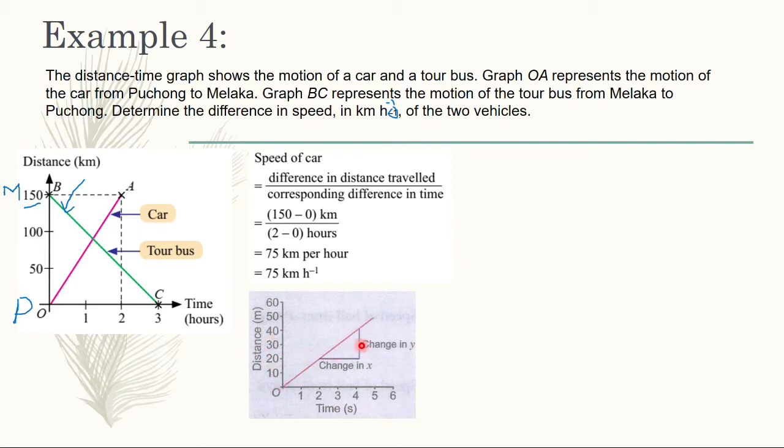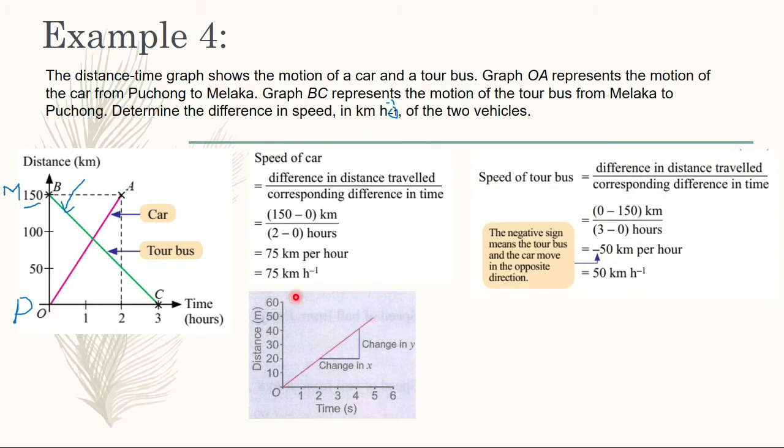I show you the example here. To get the gradient, it's the change in y. Like just now, we use 150 minus 0 over the change in x, which is 2 minus 0. Okay, same thing. If you want to find the gradient of the bus here, it will be the last or the ending here, which means it is 0 minus 150 over 3 minus 0. So you will have a negative 50 kilometers per hour.